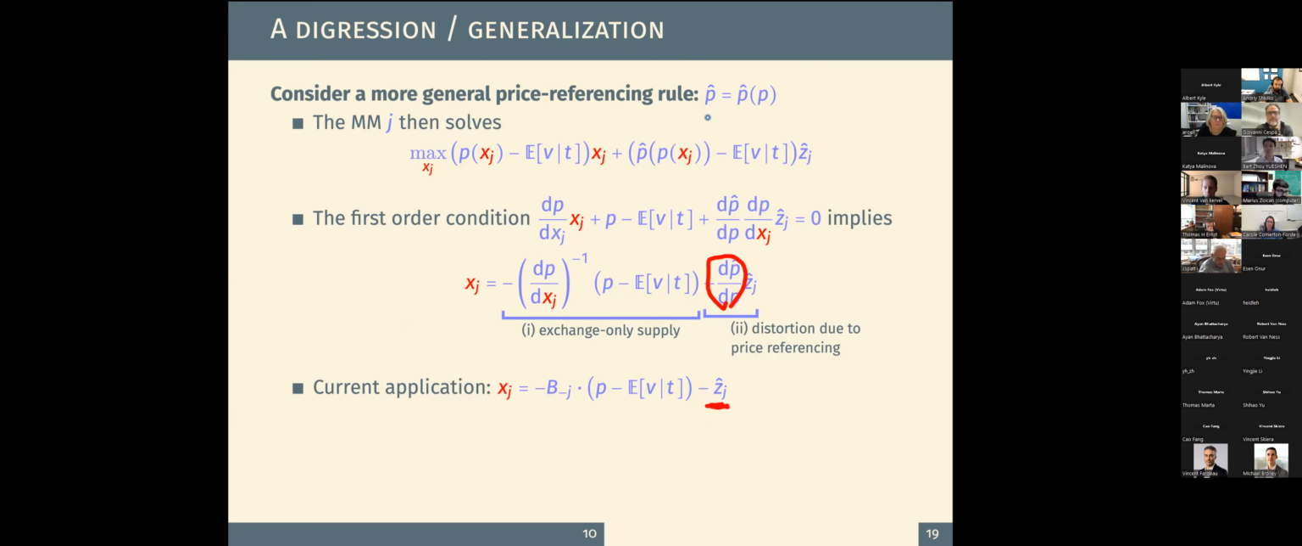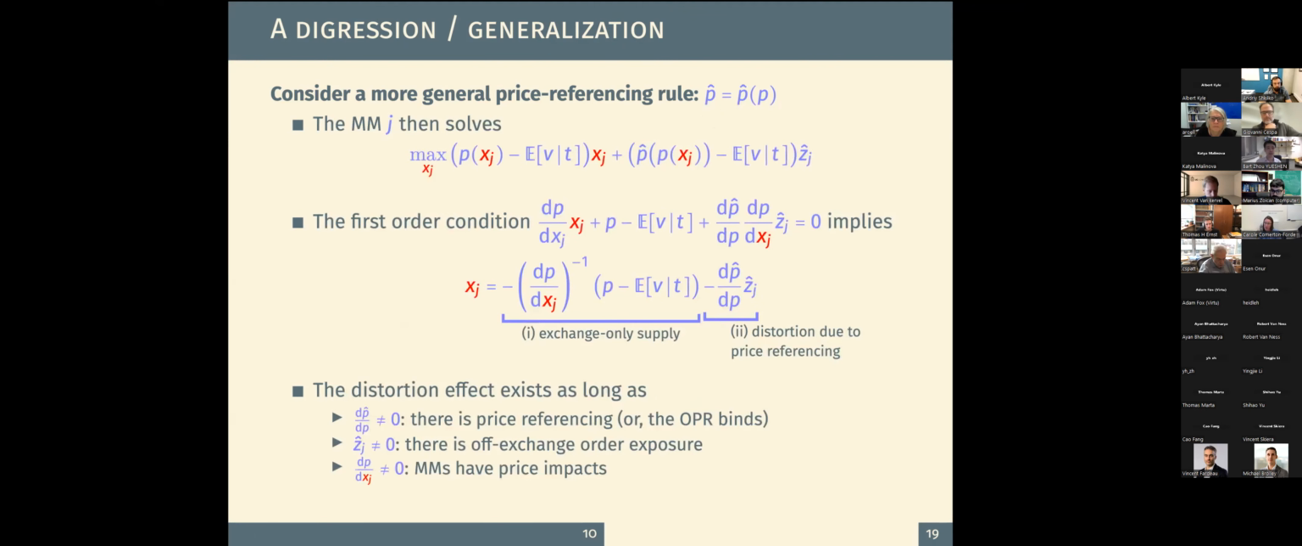Here, if we allow a more generic function of how the off-exchange price P hat refers to the on-exchange price P, then we have a derivative of P hat, dp hat over dp, as part of the distortion. So this is actually very insightful. It tells us where this distortion really comes from.